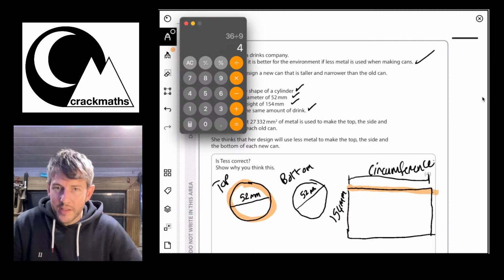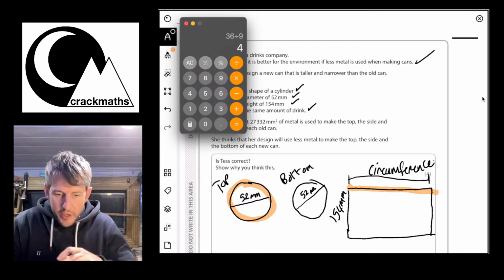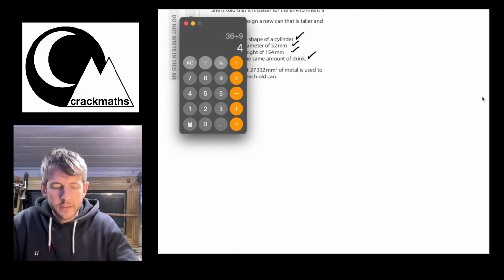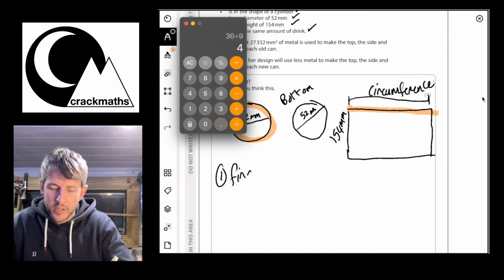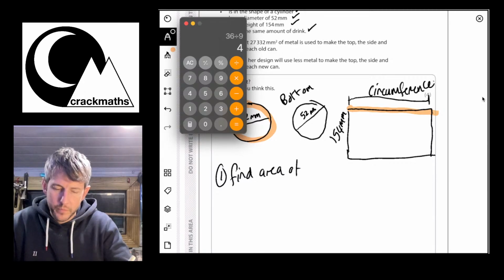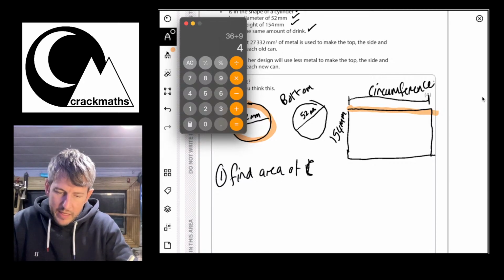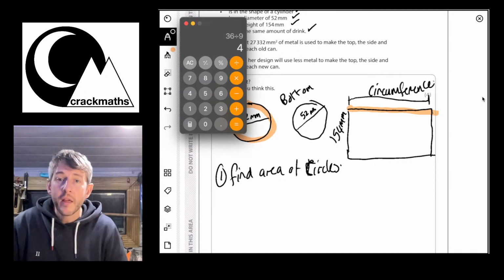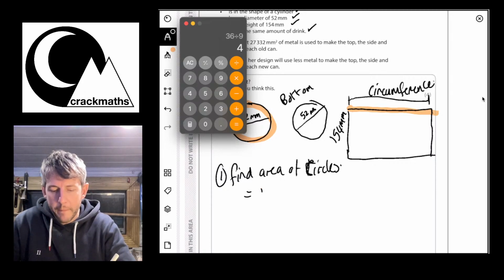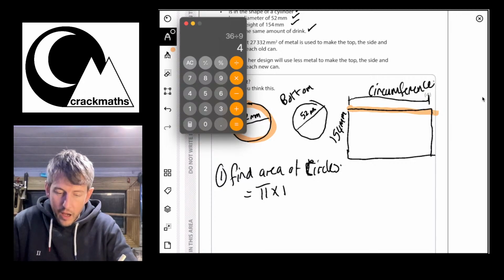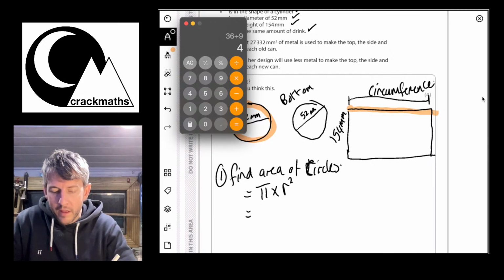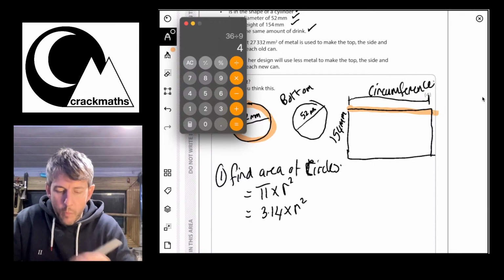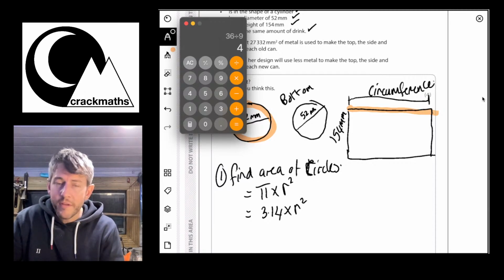So to complete this question, what we need to do is find the area of the top and bottom circles. Okay, now the area of the circle is given to us by pi times r squared, and in functional skills we always use 3.14 for pi. So this is going to be 3.14 times the radius squared. Okay, so in fact let's just do that now.